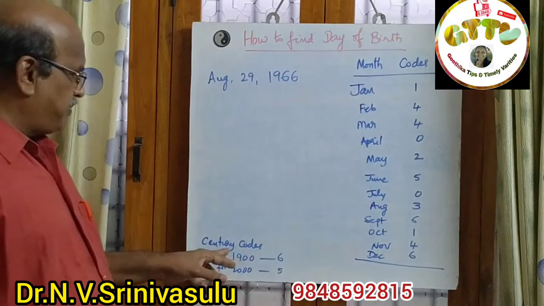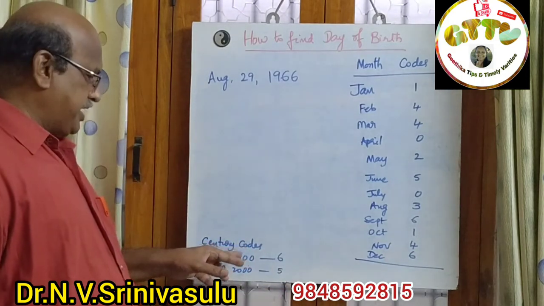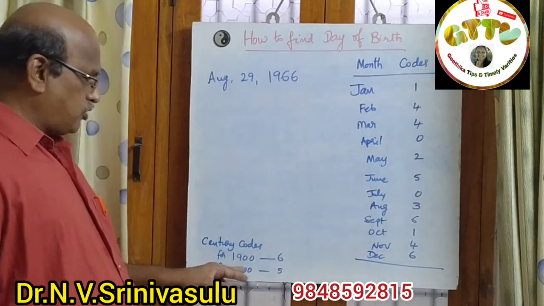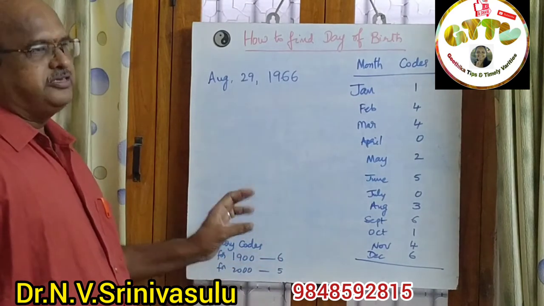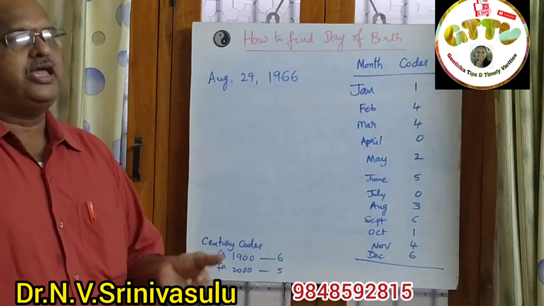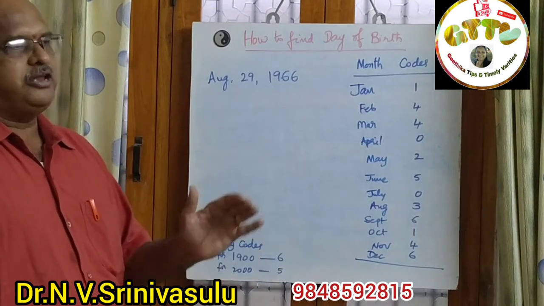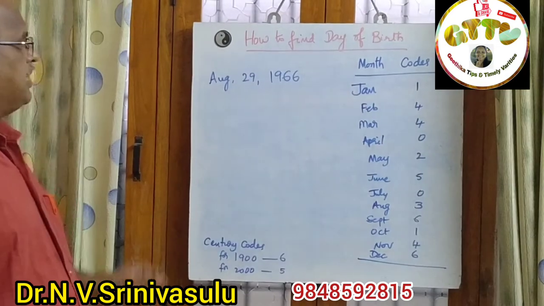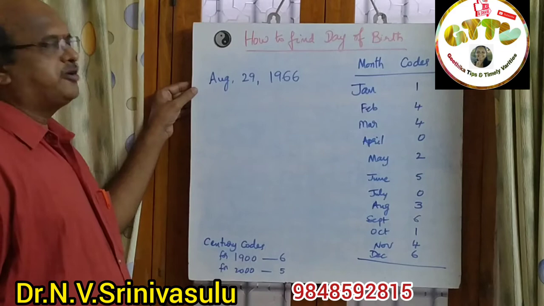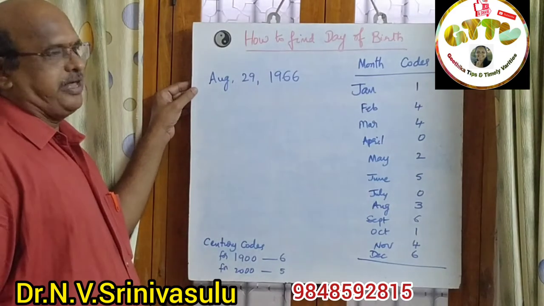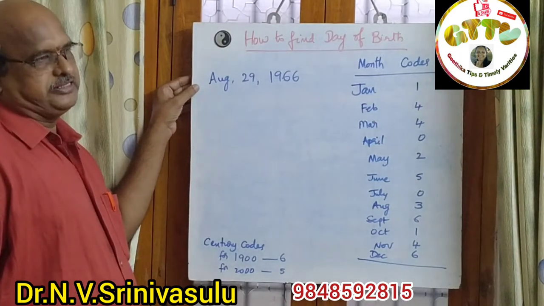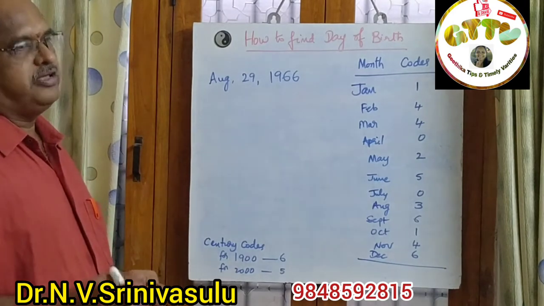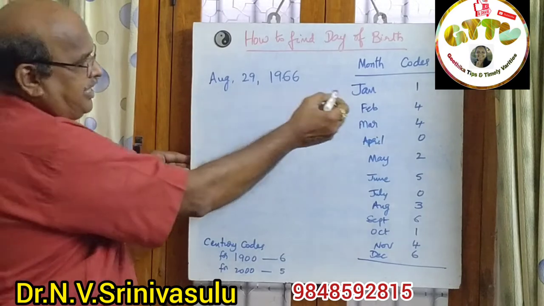And also you need to remember century codes for the year. For the 1900 series, the code is 6. For the 2000 series, it is 5. Just because you will be coming across only people born in the 19th century or the present century. So, for example, let us say the date of birth asked of some elderly person is August 29, 1966. He may not know the day he was born. Now, you just see the codes.